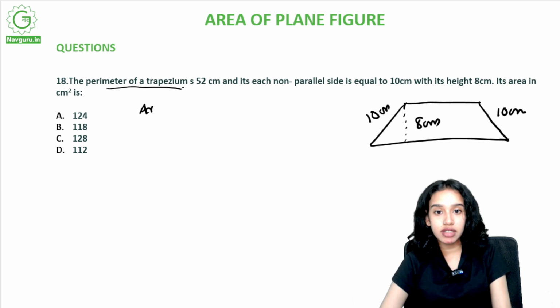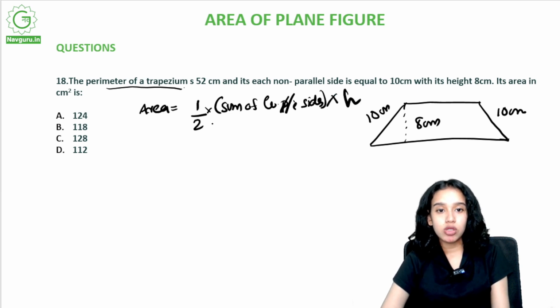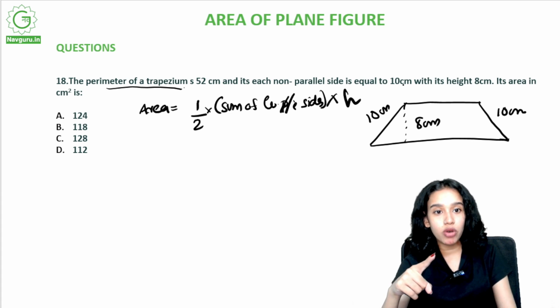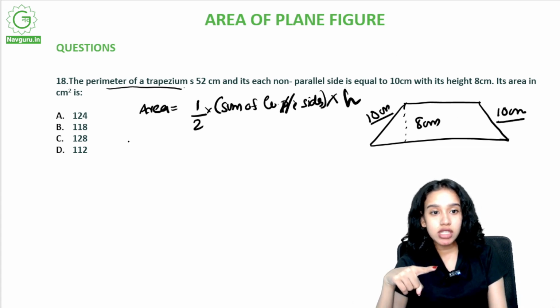The perimeter is given, so we have to find the area. Area is equal to half into sum of parallel sides into height, right? So we have the sum of non-parallel sides. The non-parallel sides are 10 each, so the sum of non-parallel sides would be 20.